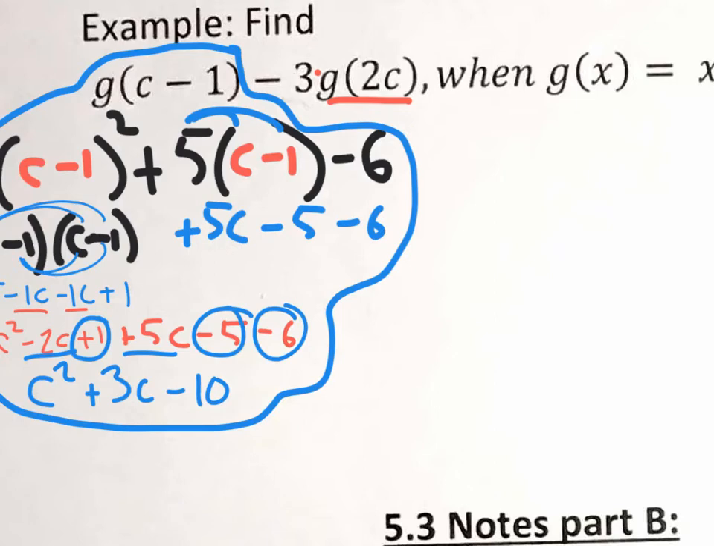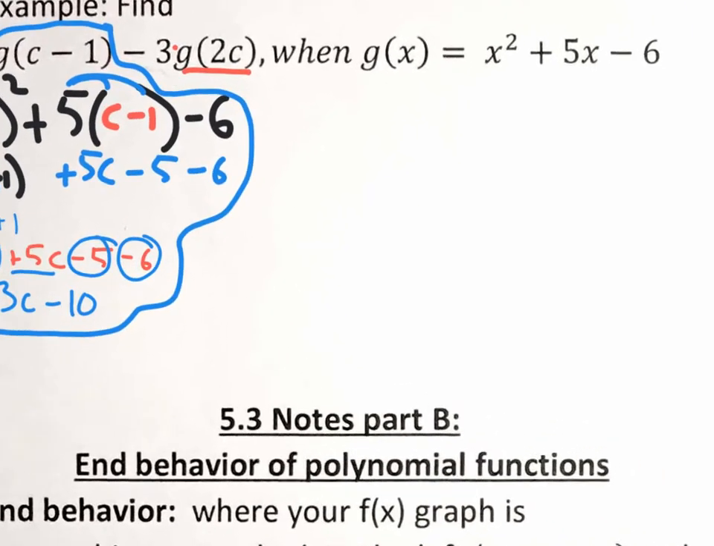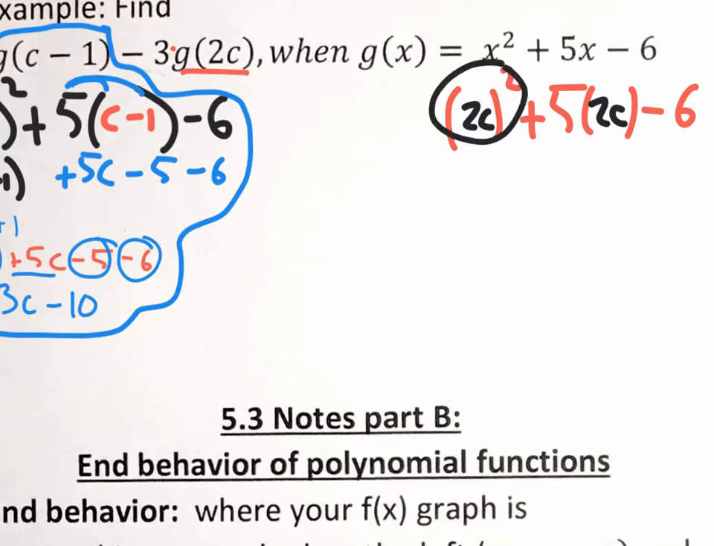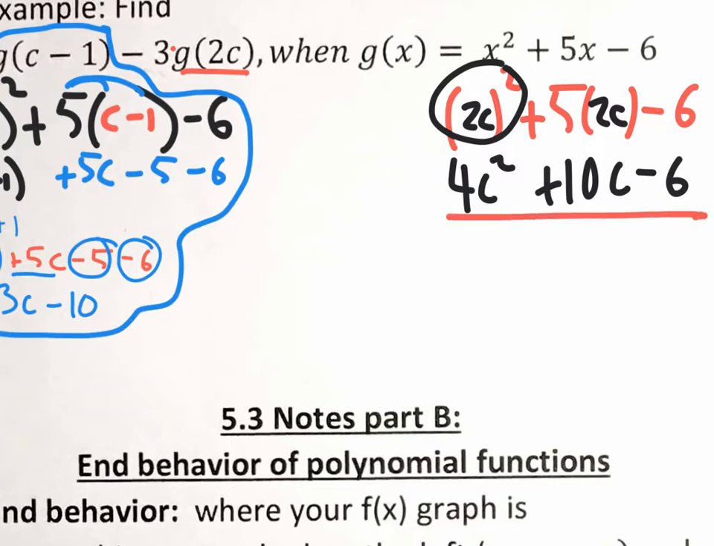So let's plug in 2c into the g of x function. So there's a g of x function. Let me rewrite it. Parentheses squared instead of x squared plus 5 times parentheses minus 6. And we're plugging in 2c. So when you work this out, you have 2c squared, that's 2c times 2c, that's 4c squared, plus 10c minus 6.